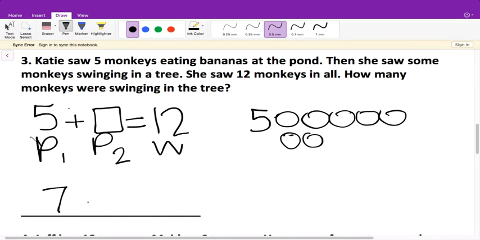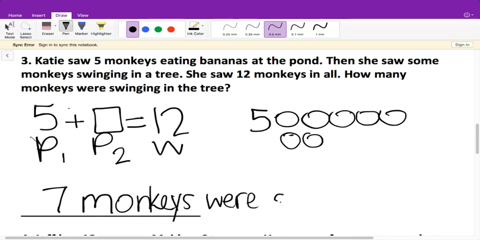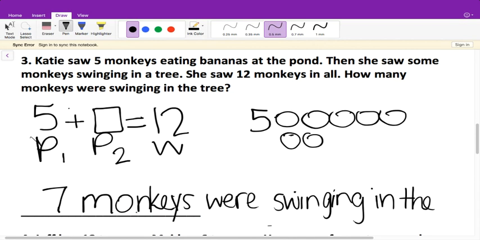And it's asking how many monkeys were swinging a tree. So I'm going to write monkeys were swinging in a tree. This is quite a long label. You can always go to the next line if it doesn't fit on your first line. Okay, and that is problem number 3. Let's move on to problem 4.